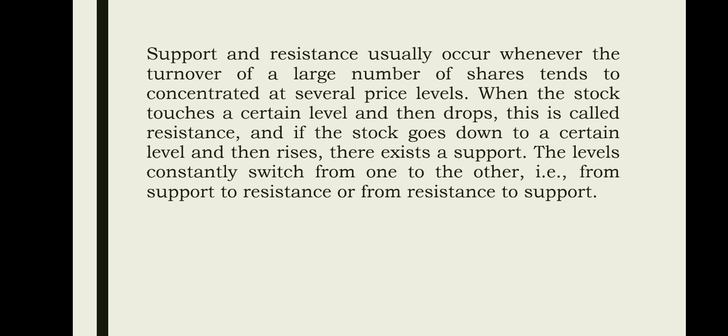Support and resistance usually occur whenever the turnover of a large number of shares tends to be concentrated at several price levels. When the stock touches a certain level and then drops, this is called resistance, and if the stock goes down to a certain level then rises, there exists a support. The levels constantly switch from one to another, that is, from support to resistance or from resistance to support.